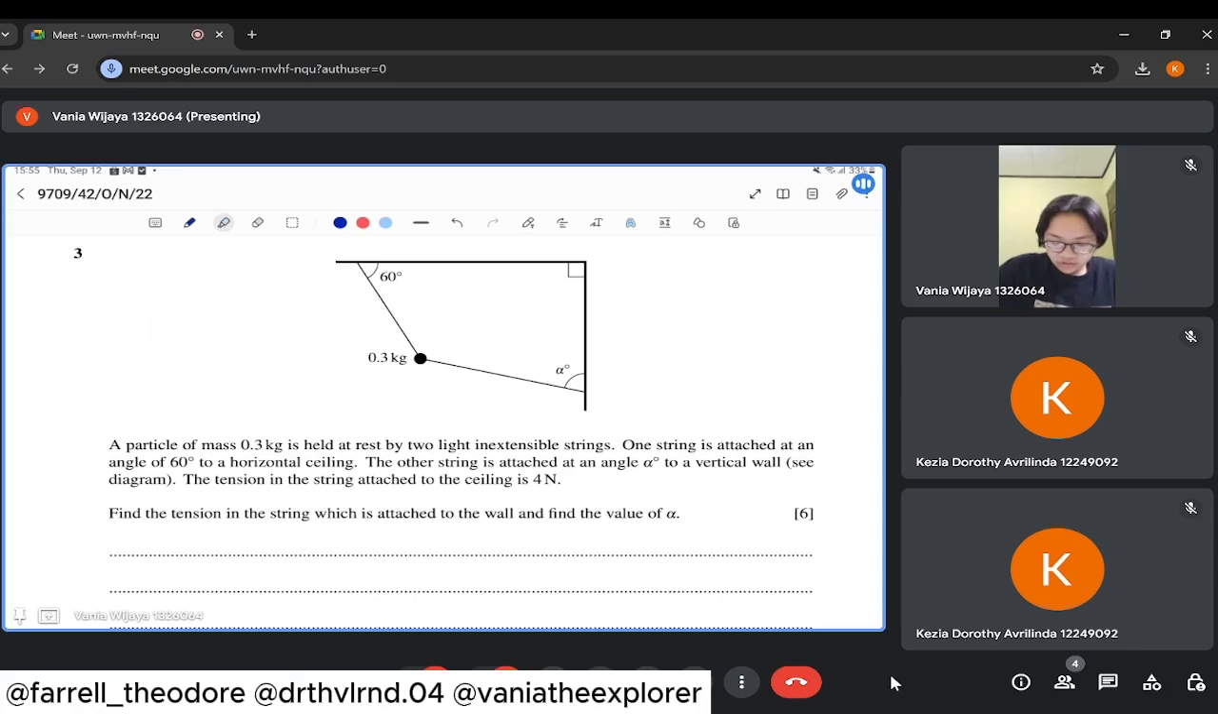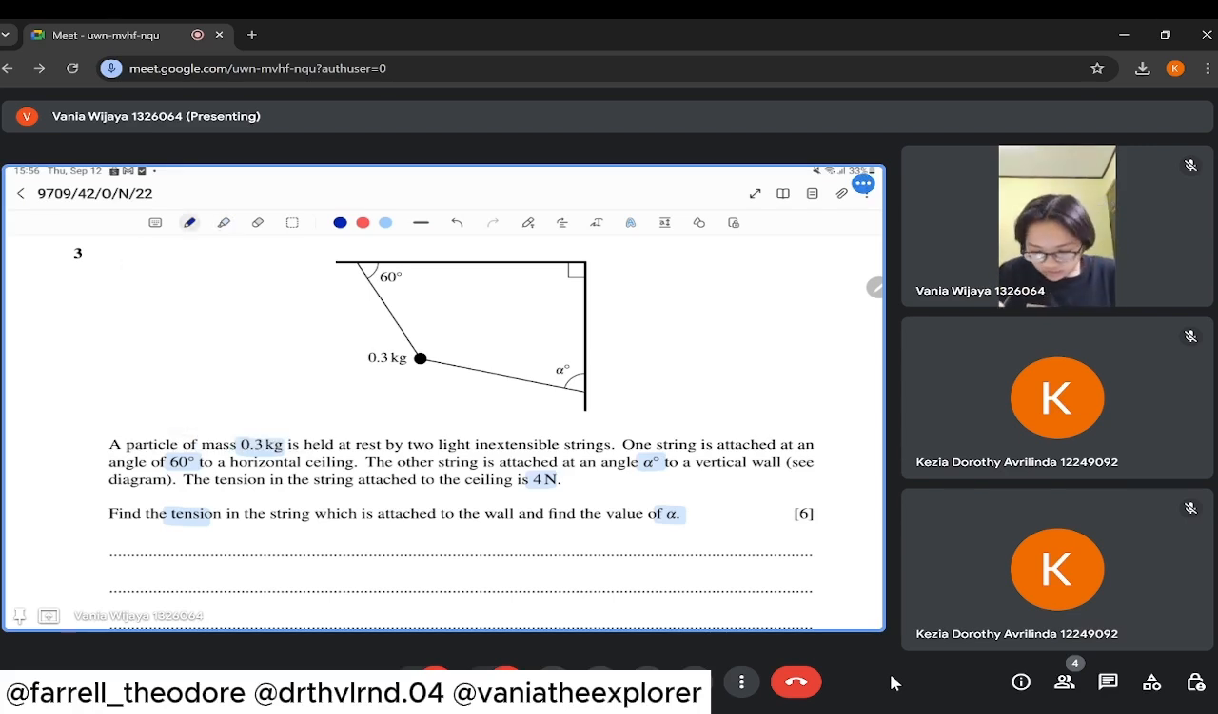Okay, now we're moving on to number 3. A particle of mass 0.3 kilogram is held at rest by 2 light inextensible strings. One string is attached at an angle of 60 degrees to a horizontal ceiling. The other string is attached at an angle alpha to a vertical wall. The tension in the string attached to the ceiling is 4 Newton. Find the tension in the string which is attached to the wall and find the value of alpha.